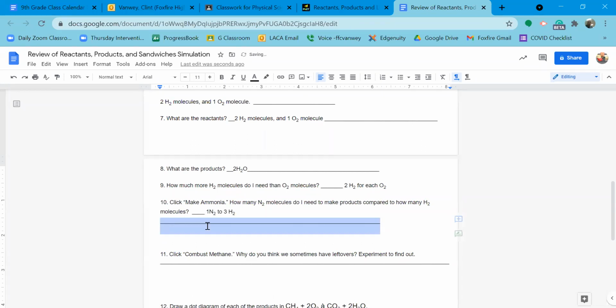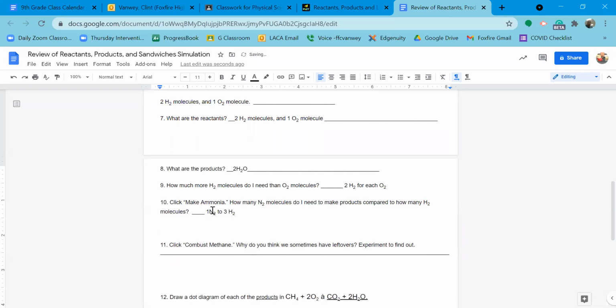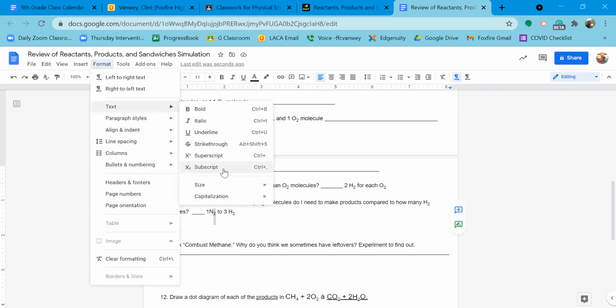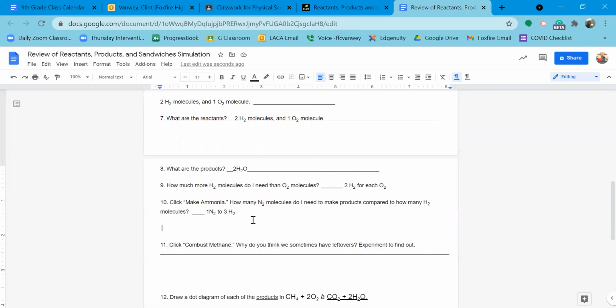When you went to type this, if you didn't use the subscript, if you didn't make the numbers tiny, in Google Docs it's just Control and comma, under Format, Text. That's fine. If you don't do that, it's fine. I know what you mean. If you said 1 and 2 like this, I would know what you meant, even though it's technically not what we were looking for.